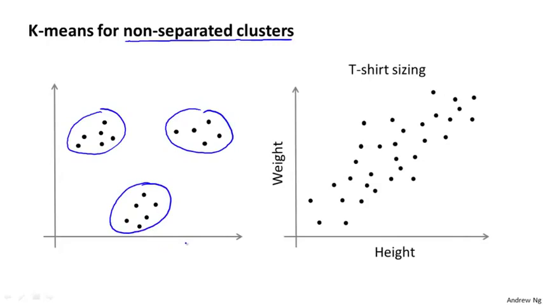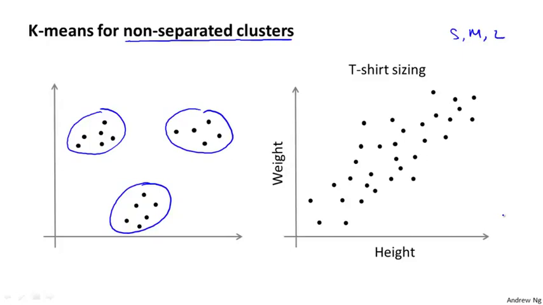Here's an example application to t-shirt sizing. Let's say you're a t-shirt manufacturer, and you've gone to the population that you want to sell t-shirts to, and collected a number of examples of the height and weight of these people in your population. I guess height and weight tend to be positively correlated, and so maybe you end up with a data set like this, with a set of examples of different people's heights and weights. Let's say I want to design and sell t-shirts of three sizes: small, medium, and large. So how big should I make my small, my medium, and my large t-shirts?